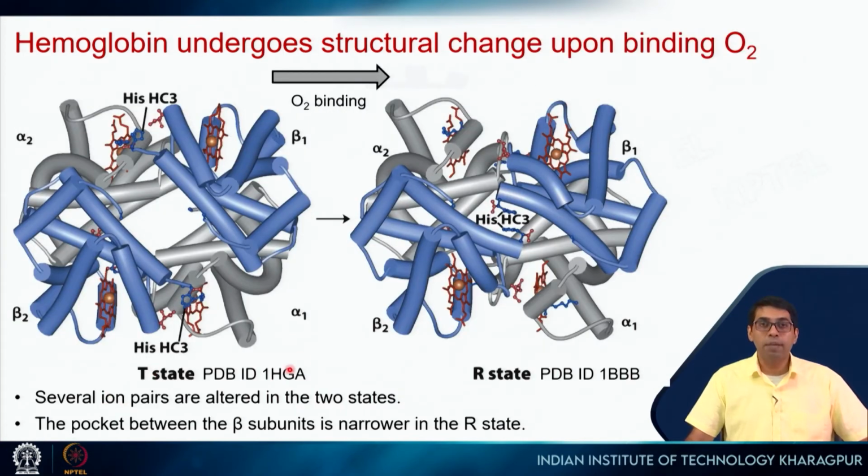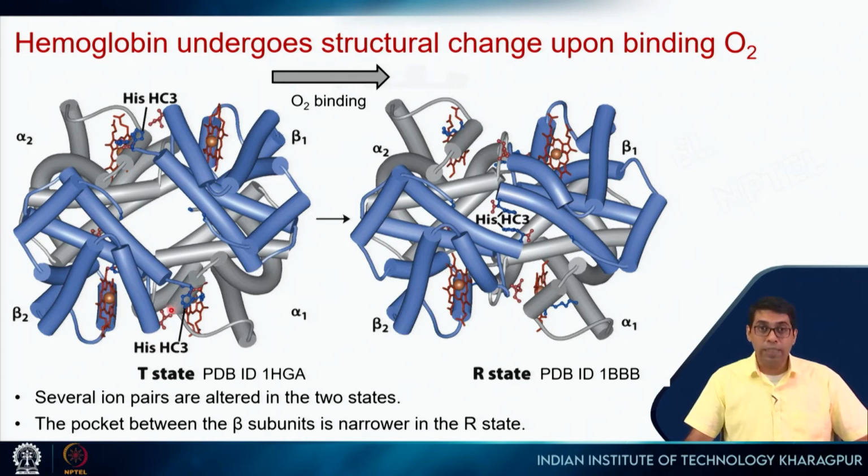So let us look at the hemoglobin structure again, and it turns out that hemoglobin actually has two different conformations. This is one conformation which is referred to as the T state or the tense state, and this is another conformation which is referred to as the R state or the relaxed state.